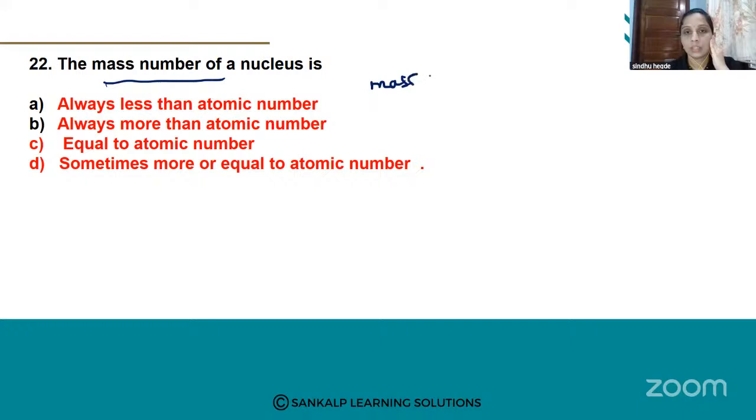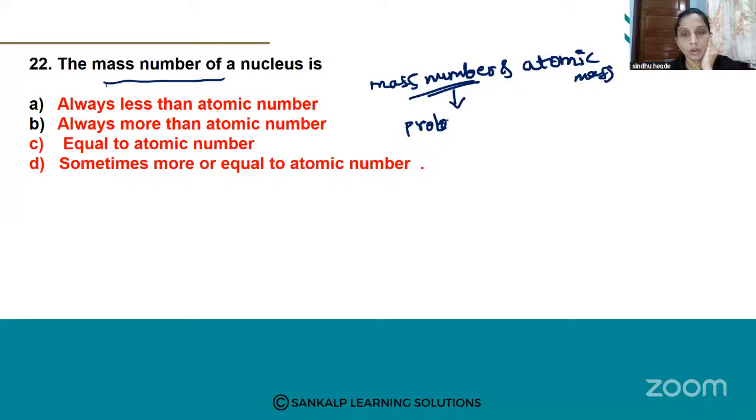They have taken the mass number and atomic mass, right? See, what is this mass number and atomic mass? Mass number, what does it represent? It represents the total number of protons and neutrons. It represents total number of protons plus neutrons.